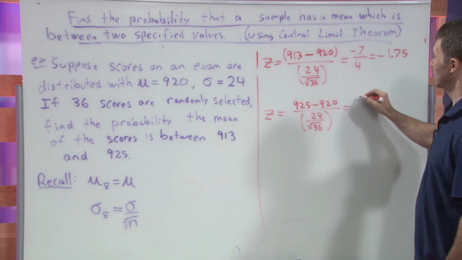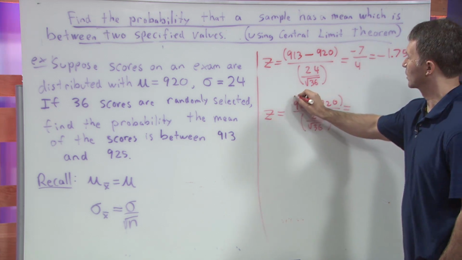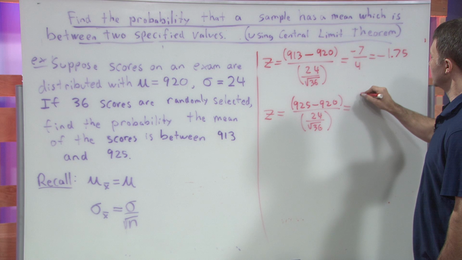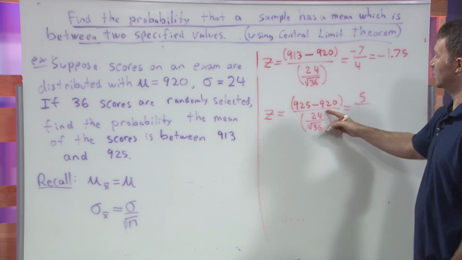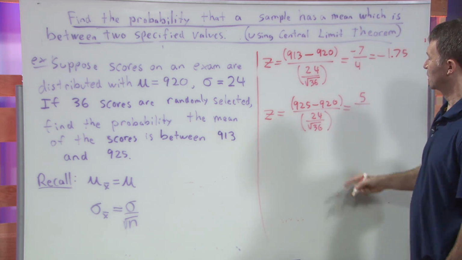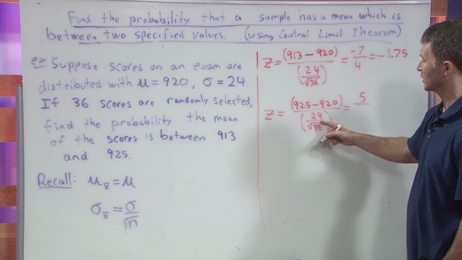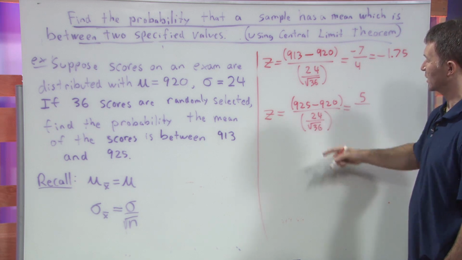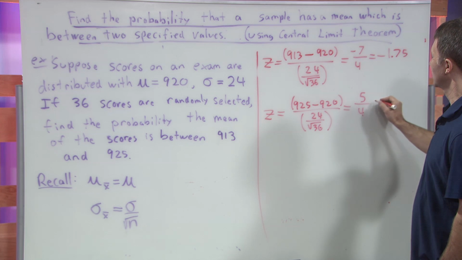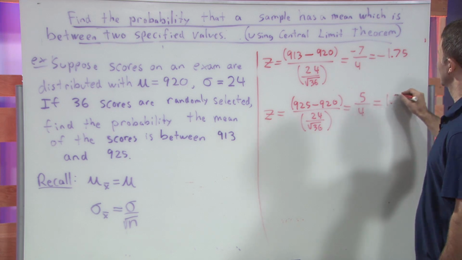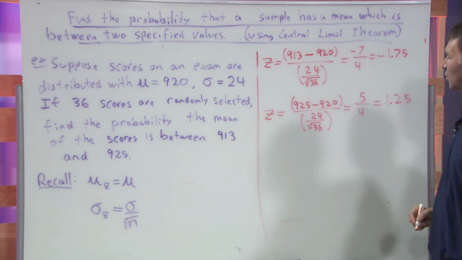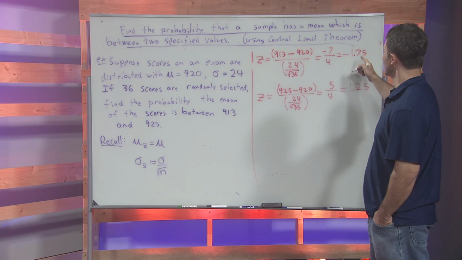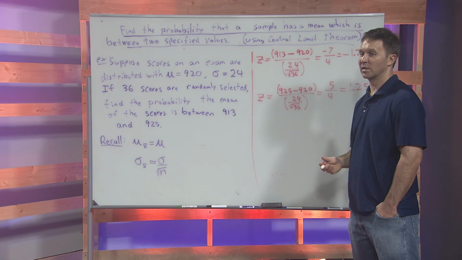Okay, so when you calculate this, it's going to be 5 over 24 over the square root of 36, which is 24 over 6, which is going to be 4, which is 1.25. Okay, so we converted them both to z-scores, but we're still not done.